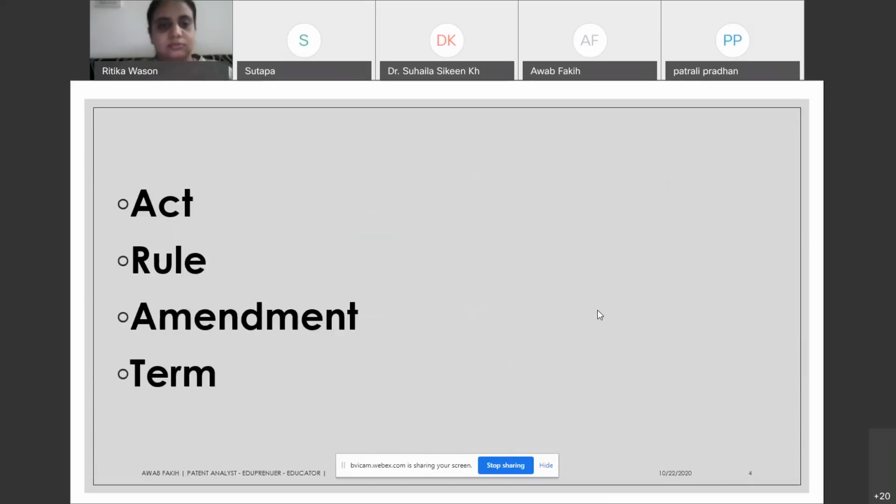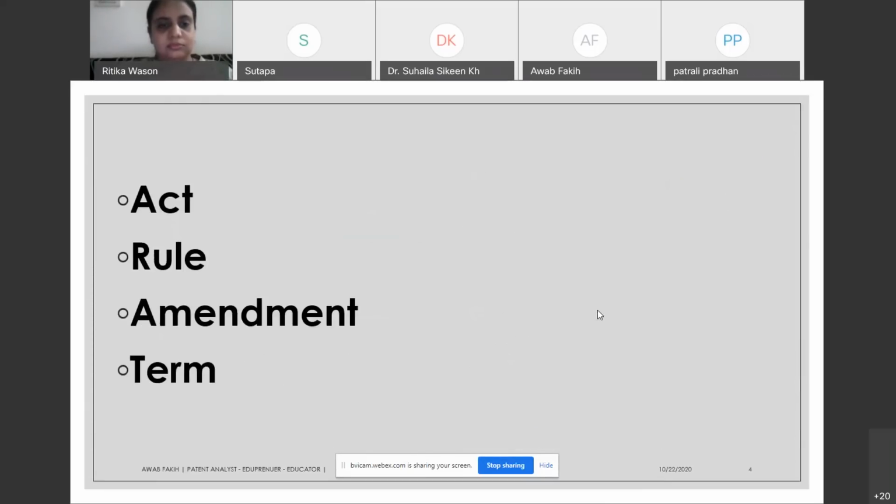Let's go to the next. Before going into further detail, let's understand four different terms: act, rule, amendment, and term. Let's learn a little bit about the economics. Many of you might know this. When you talk about the act, it is a bill which has passed through the various legislative steps required and has become law. So these are categorized as a primary step.